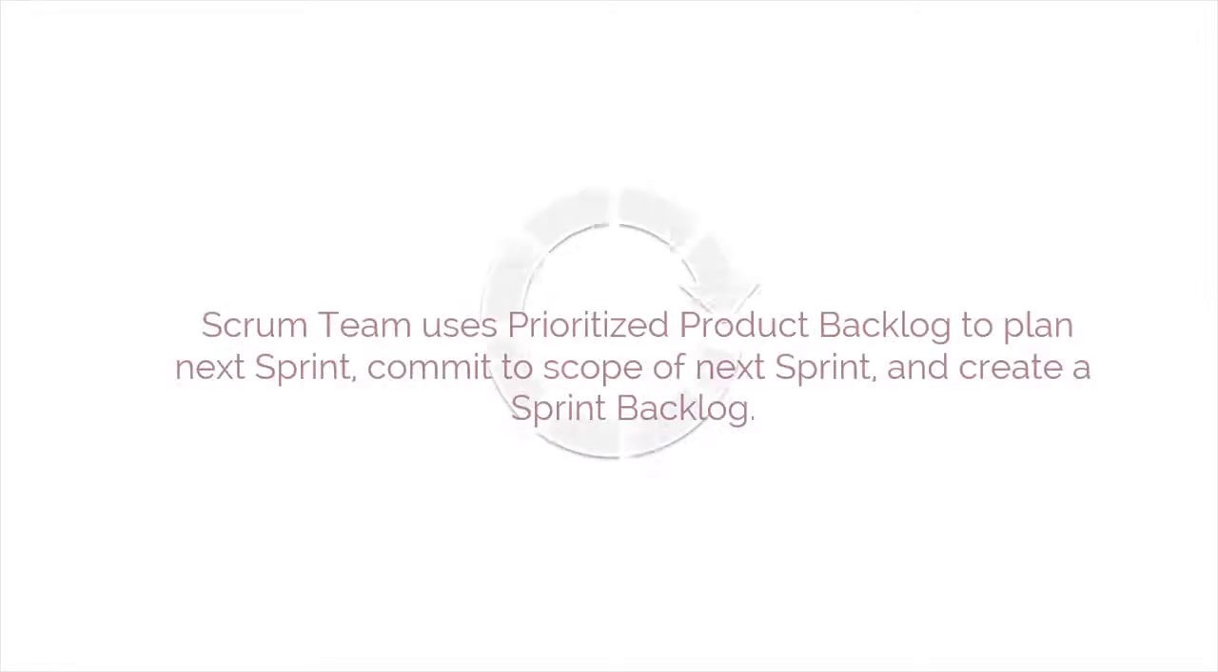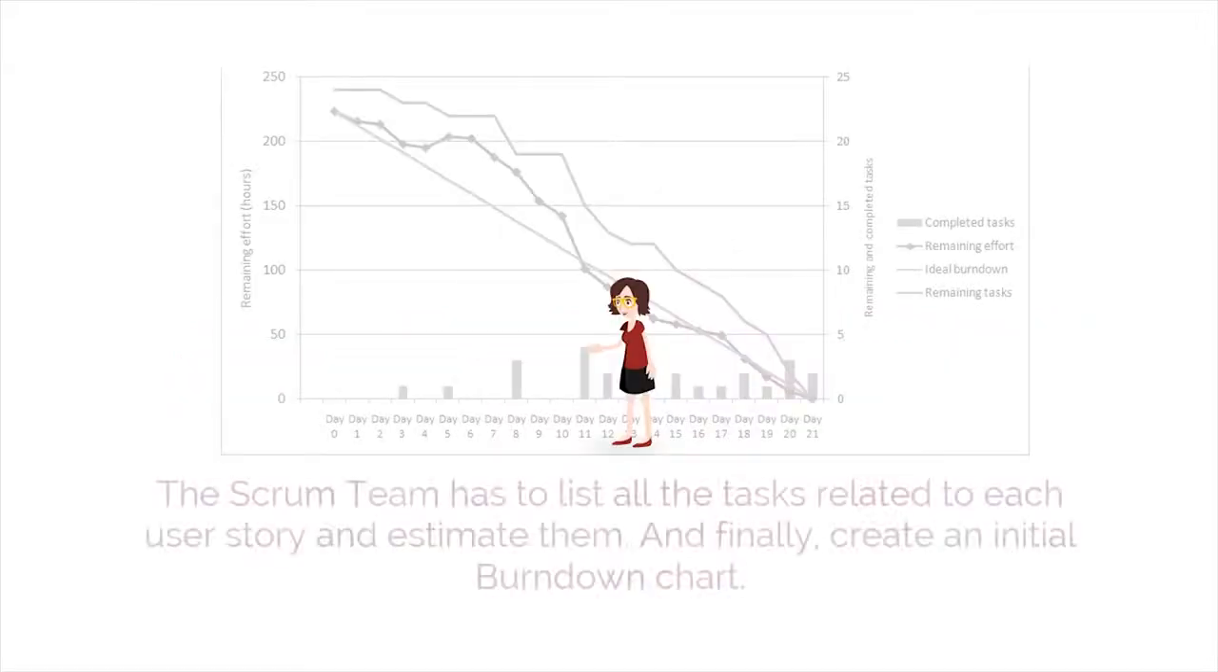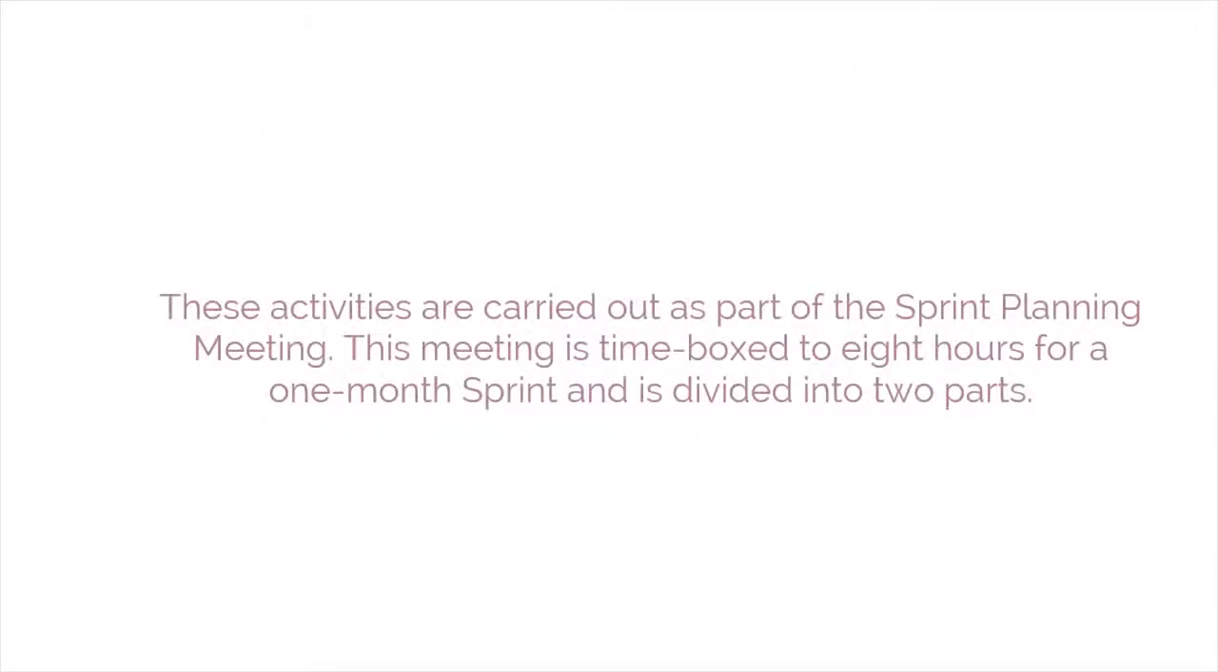After the release planning meeting, the Scrum team uses the prioritized product backlog to plan the next sprint, commit to the scope of the next sprint, and create a sprint backlog. The Scrum team has to list all the tasks related to each user story and estimate them. And finally, create an initial burn-down chart. These activities are carried out as part of the sprint planning meeting.